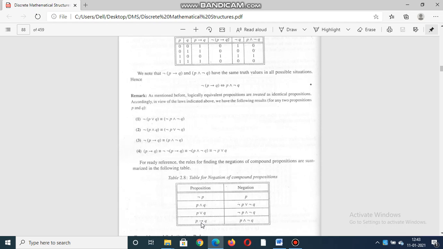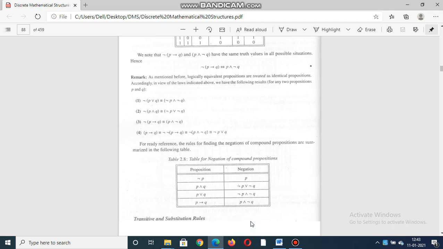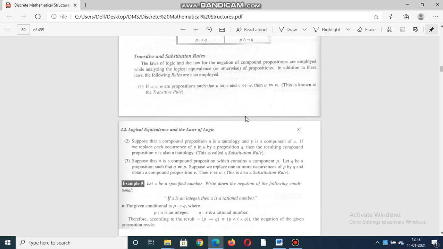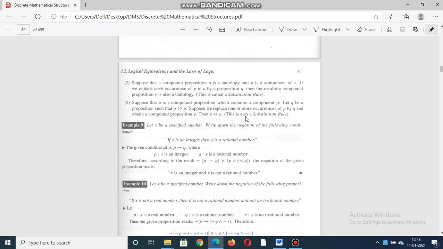So you should remember this one. Once you see the implies, if you put a negation on the whole, then you get P conjunction negation Q, because this is somewhat different. So first we are going to solve the first problem.